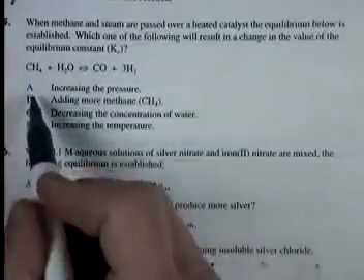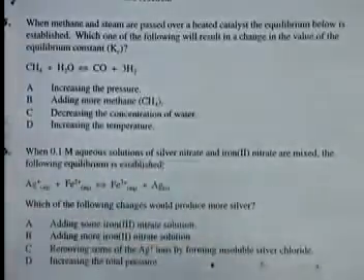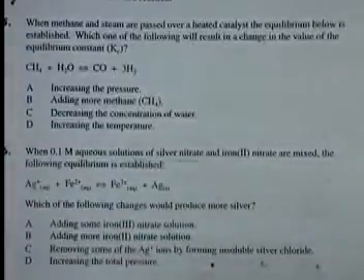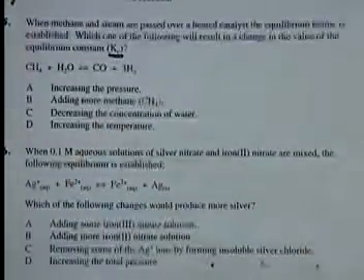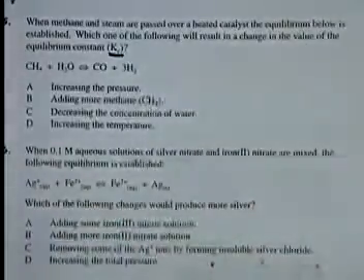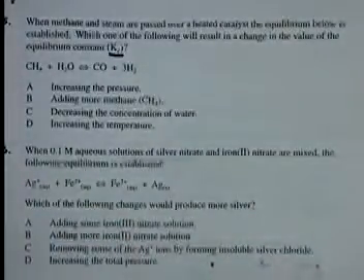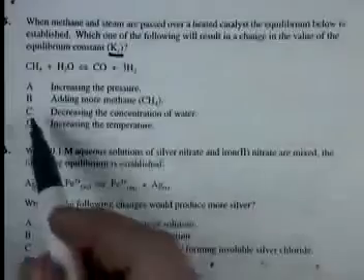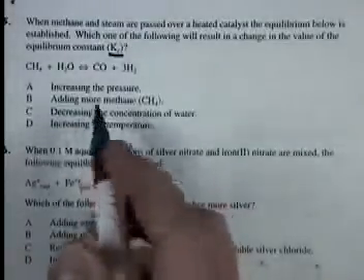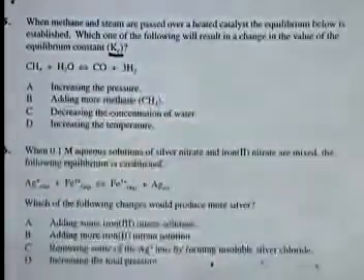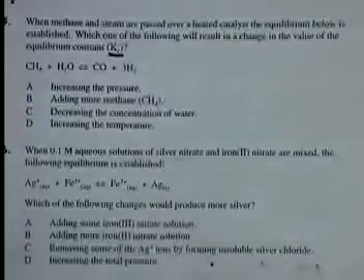First of all, letter A, increasing the pressure. Well, increasing the pressure will shift the reaction to the side with the least moles of gas, but will not change K sub C. Adding methane, that'll shift it to the right, but it won't change K sub C. And letter C, decreasing the concentration of water, well, that'll shift it to the left of the reaction, but it won't change K sub C. Remember, the only thing that will change K sub C is changing the temperature. And so D is the best choice.